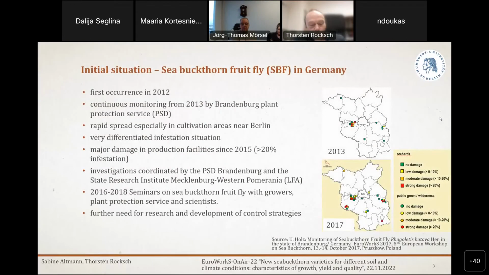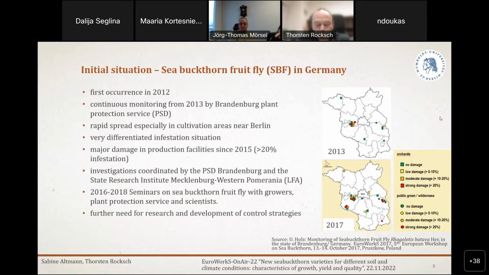At first, a few words about the development of the sea buckthorn fruit fly in Germany. In 2012, the first infestation was detected in Germany, and as a result, the Plant Protection Service in the state of Brandenburg started a monitoring system already in 2013. While in 2013 mainly a local infestation was detected in a cultivation area west of Berlin, in the following years there was a very strong spread both in orchards and also in natural sites.